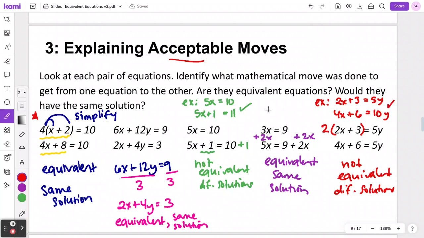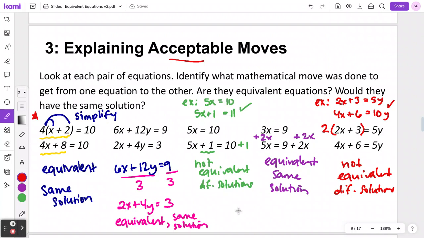So to summarize, if you're trying to make an equivalent equation, you can simplify it like this first one. But all of these other four, what they had in common is we were talking about you have to do the same math on both sides of your equation. You can't only add 1 on the left side. You can't only multiply by 2 on the left side. But you could divide both sides by 3. You could add 2x on both sides. You could add 1 on both sides. You could multiply by 2 on both sides.